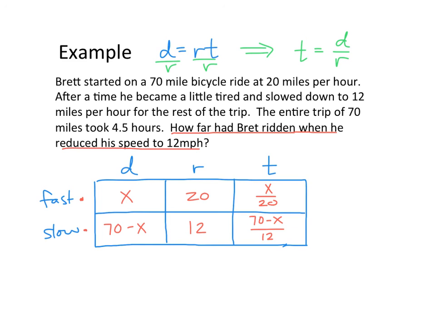When you have the box entirely filled out, take a deep breath, reread the question, and ask yourself, is there some other relationship that we haven't used yet? And in this, we have not used yet the fact that the whole trip took 4.5 hours. Well, that's a total time. That means the time that Brett was going fast plus the time that Brett was going slow totaled up to be 4.5 hours.